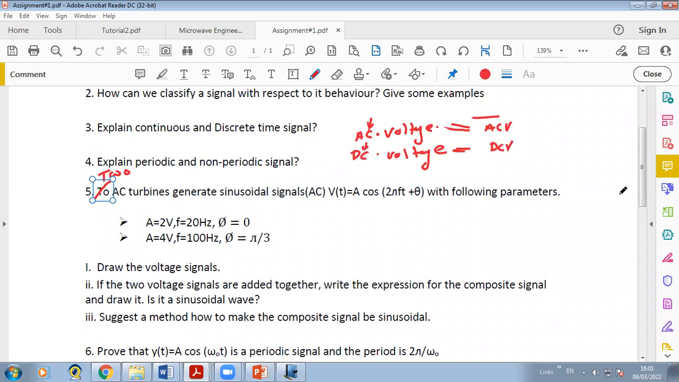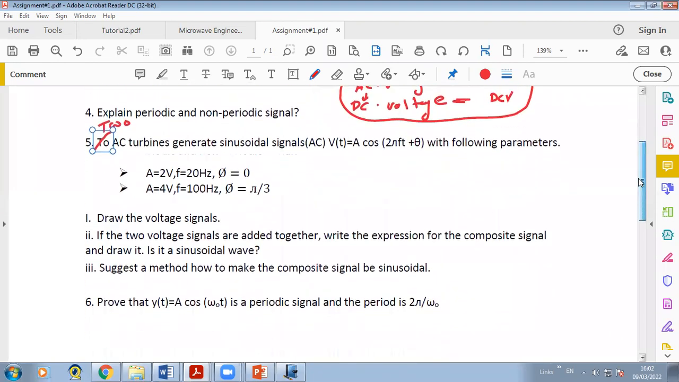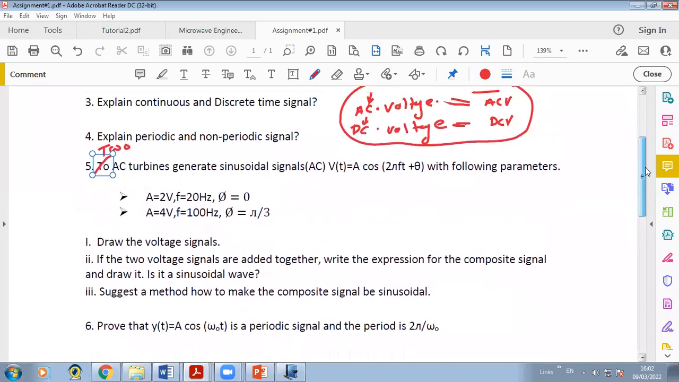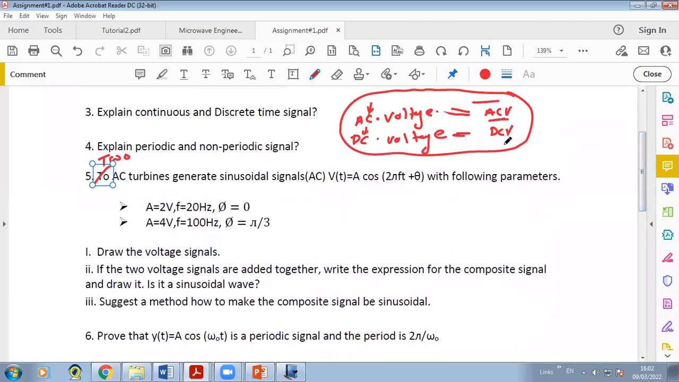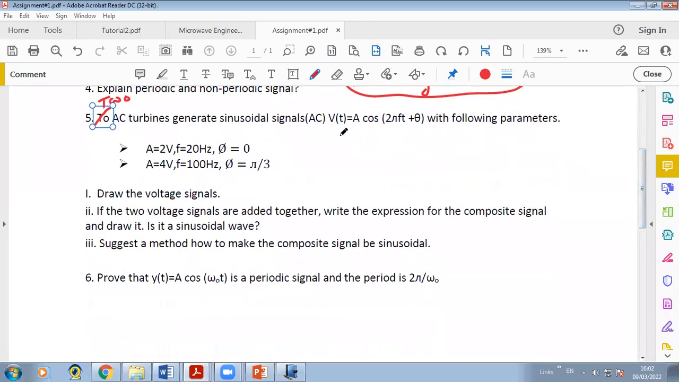So these are some day-to-day usage. In day-to-day life we are using these terms for DC and AC voltages. So this is AC voltage, and you can see that it is generating a sinusoidal signal.